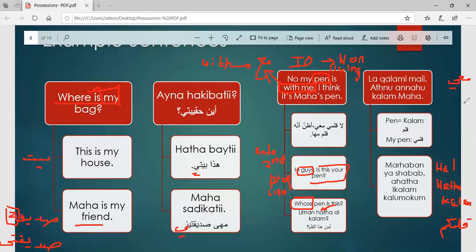Okay? I think, adhunnu. Please learn that I think is something new. I, adhunnu. Adhunnu, it's Maha's pen. Here, I didn't add a pronoun as a suffix. I refer to a specific person's name. I think adhunnu bi annahu qalam Maha, because we talked about the possessed noun, and after it the possessive pronoun as a suffix, or instead of it put the person's name.